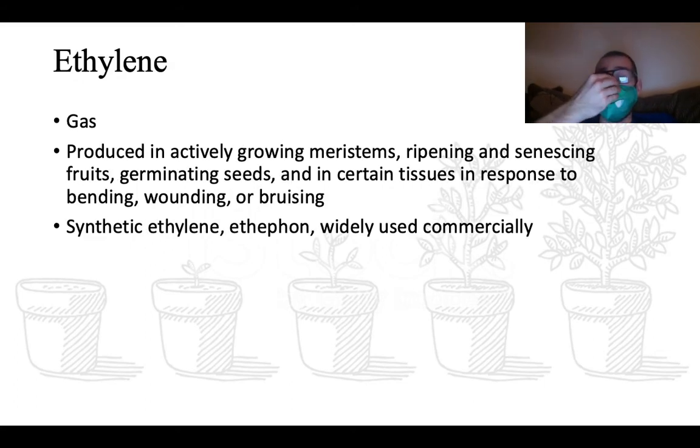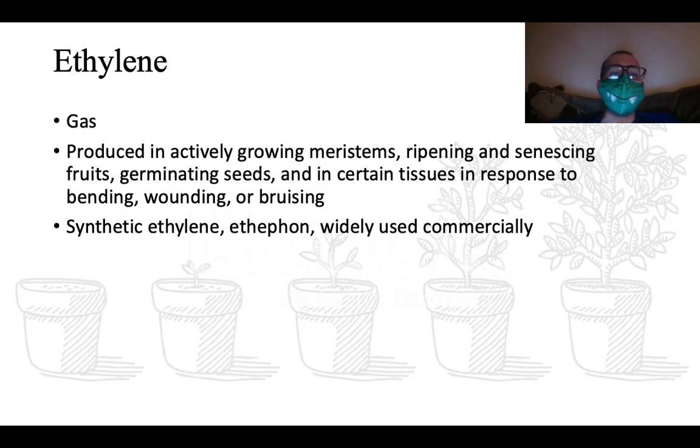All right, ethylene. As I mentioned last lecture, ethylene is a gas. It's the only hormone that is a gas in our plants. It is produced in actively growing meristems, in ripening and senescing fruits, as well as in germinating seeds. And it's also produced in certain tissues in response to bending or wounding or bruising of those tissues.